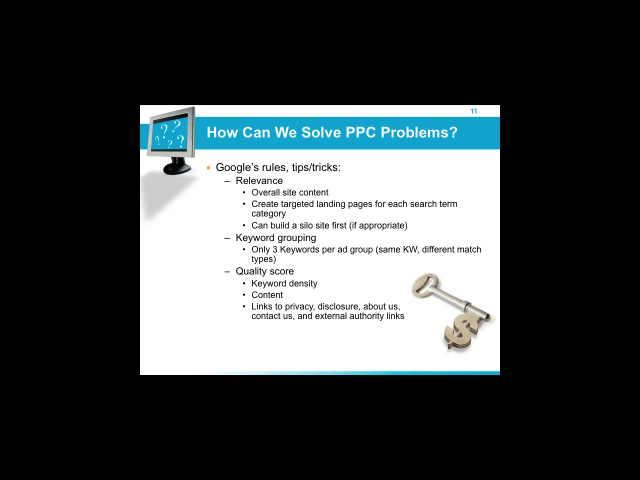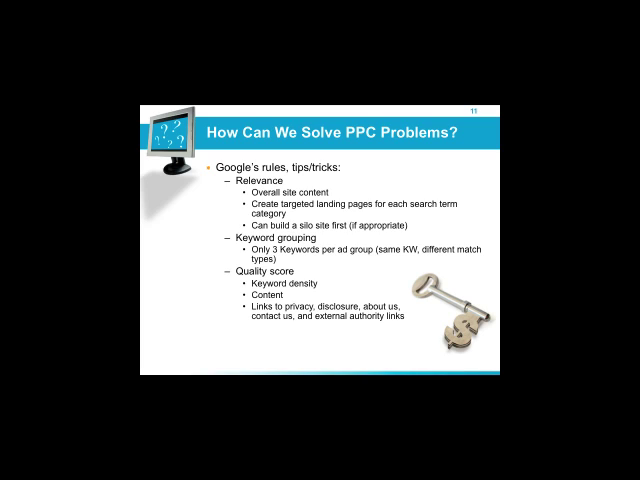Again, Google considers relevance based on certain things. So you have to make sure your overall site content has integrity and is related to the kind of customers that you're trying to get. You have to create a targeted landing page for each and every search term category, and you can also build a silo site first if that's appropriate.